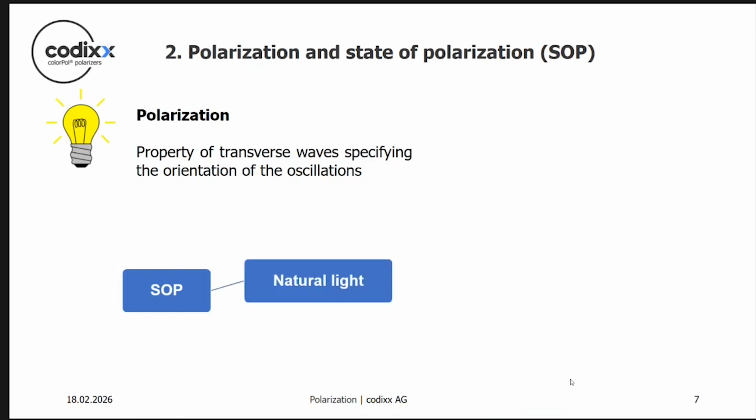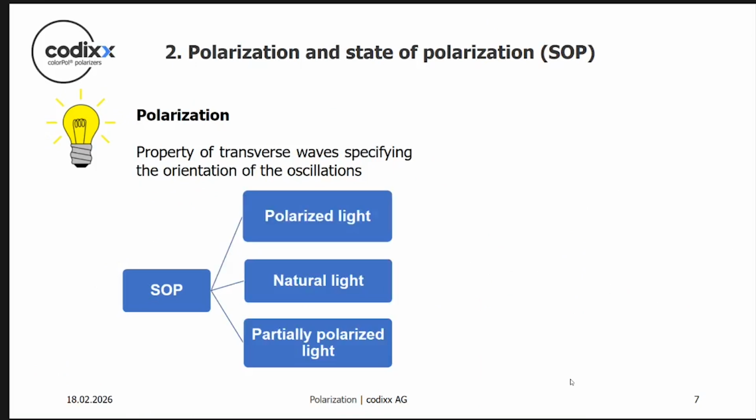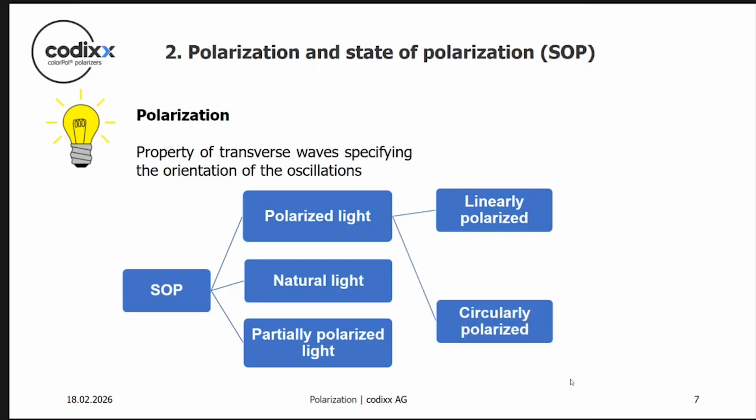So we have natural light, where there isn't really any order, so you have all different kinds of orientations. You have partially polarized light, and you can have fully polarized light. And for the polarized light, we also discern between linearly polarized light, circularly polarized light, and elliptically polarized light.